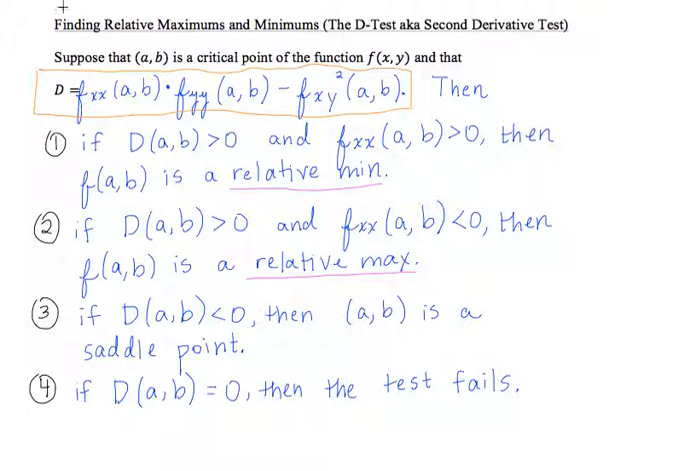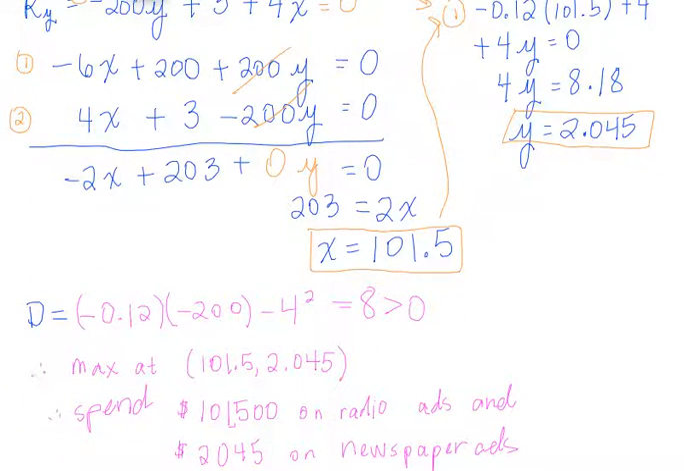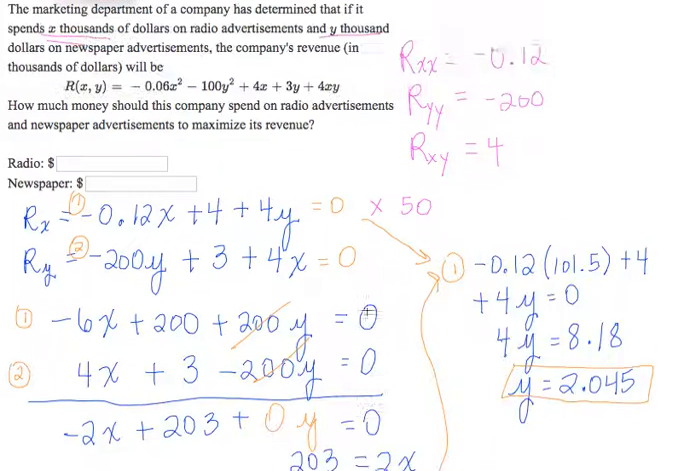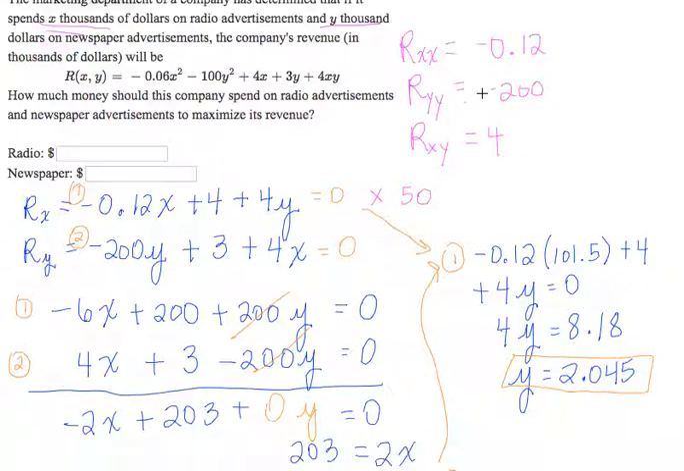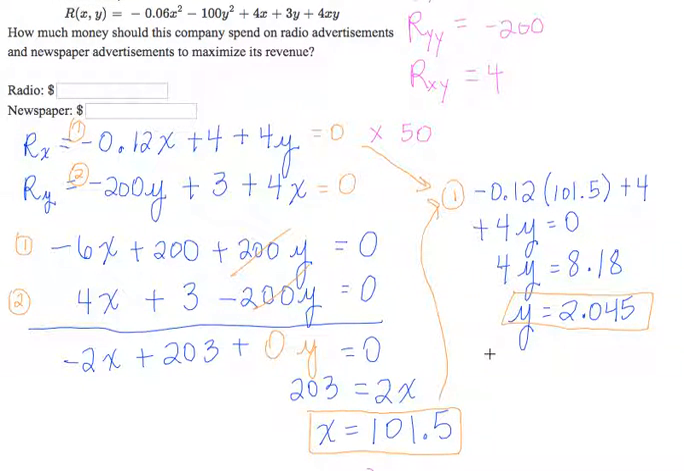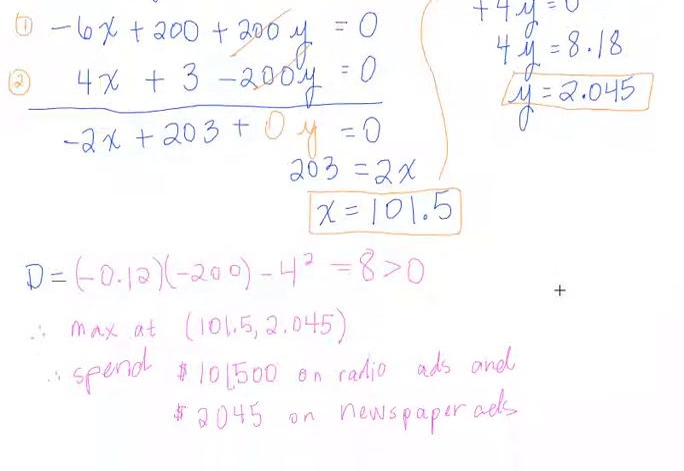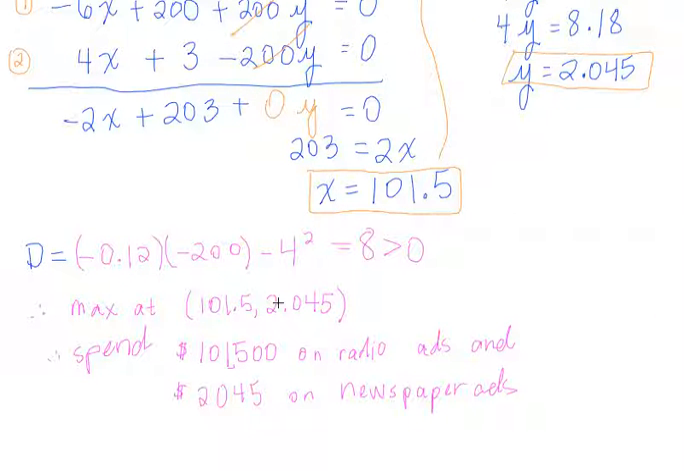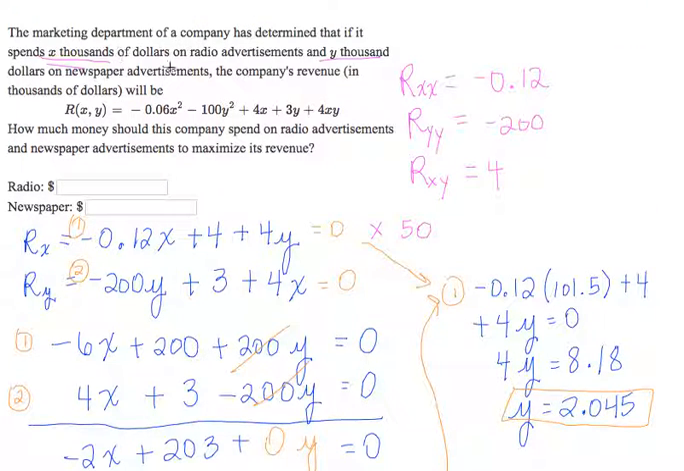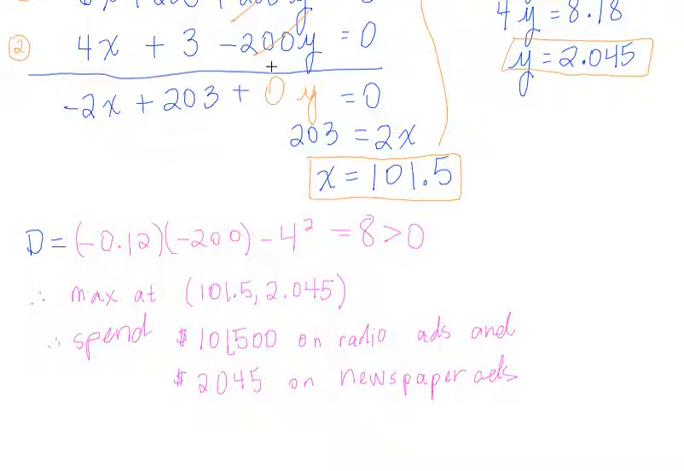There it is. Okay, the d test says if d is greater than 0 and fxx is greater than 0, then you have a min at your critical value. Or case 2, if d is positive and fxx is negative, then you have a relative max. And that's what we're hoping we have here, which we do. D is positive and rxx is negative, so that means there is in fact a maximum at the point 101.5, comma 2.045. So we need to move those decimals over 3 places. So that means we need to spend $101,500 on the x. X represents radio advertisements, the amount of money spent on radio advertisements, and Y represents the amount of money spent on newspaper ads.